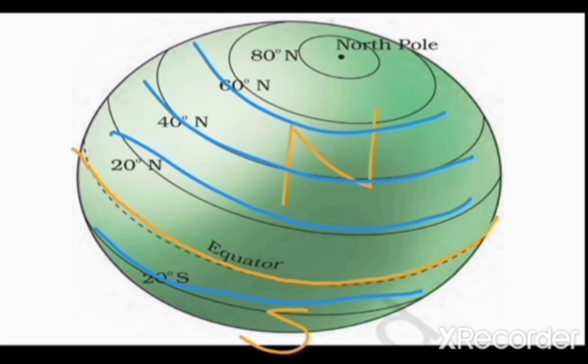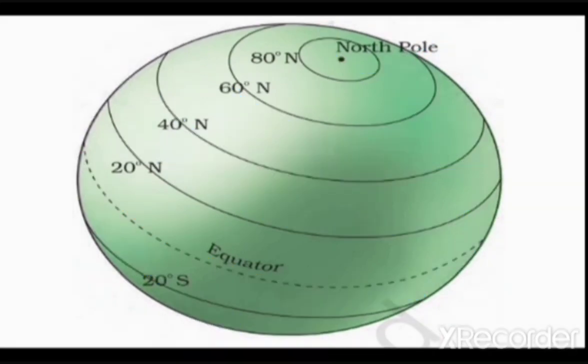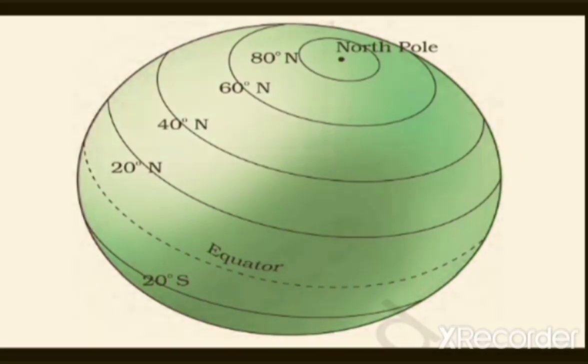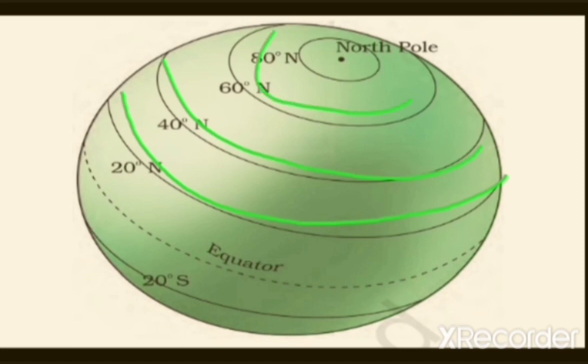All the horizontal lines from the equator towards the pole, that is, this is the north pole and on the southern side here it is the south pole. All these latitudes, that means all these parallel lines or parallel circles, are known as parallels of latitude. I have already told you that these circles are always measured in degrees.